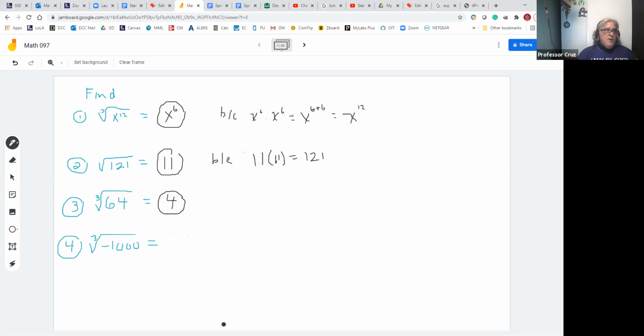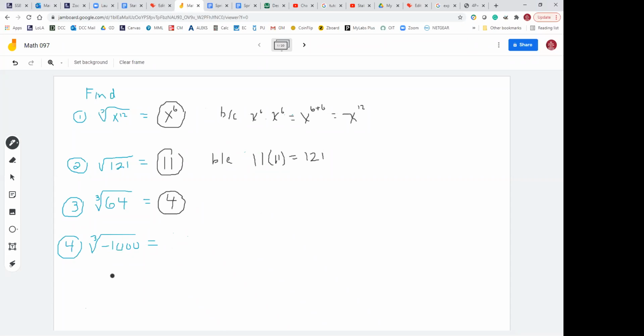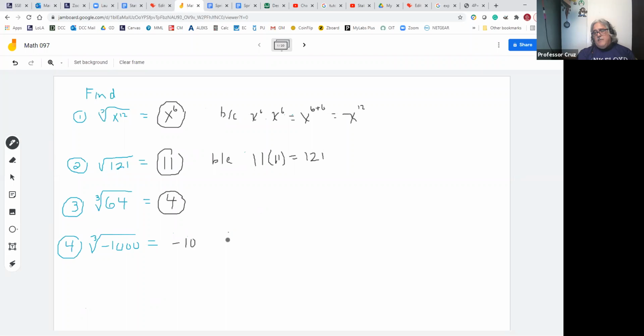Now again, with a cube root, it's possible to have a real number root for a negative number. So that'll be negative 10, and that's right, because negative 10 times negative 10 is 100, and then an extra negative 10 multiplier gives us the negative sign back.